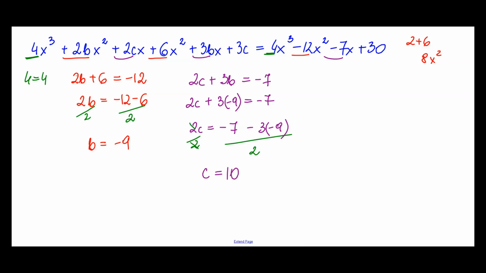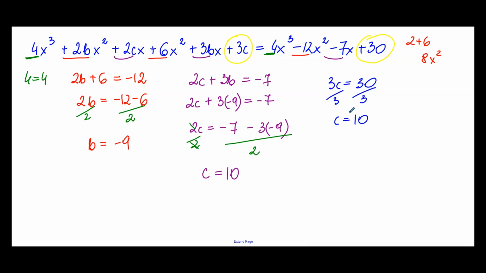Or we could have gone the easy way. Look at that number here and that number here. Those are the two values that have no x beside them. They are as well equal. So again, to find the value of c, that will give me 10.